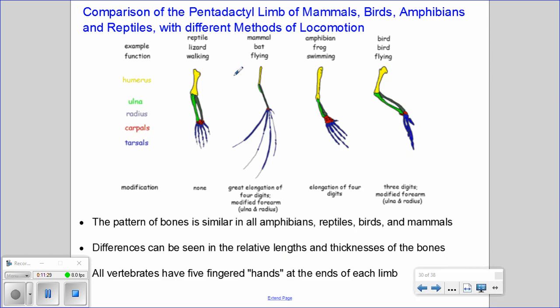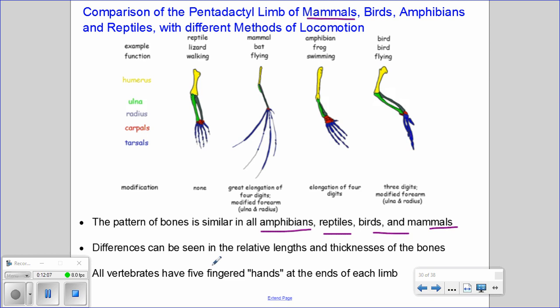In comparison to the pentadactyl limb of mammals, birds, amphibians, and reptiles, it shows different methods of locomotion, and the adaptation of each one for its function. The pattern of bones is similar in all amphibians, reptiles, birds, and mammals. They are all made up of a humerus or some form of a humerus, ulna, radius, carpals, and tarsals, and those metacarpals, as well as those digits.